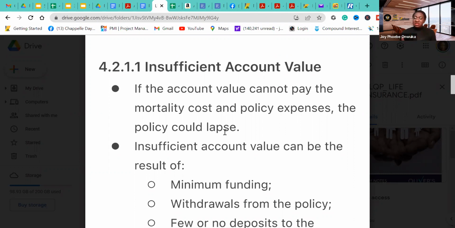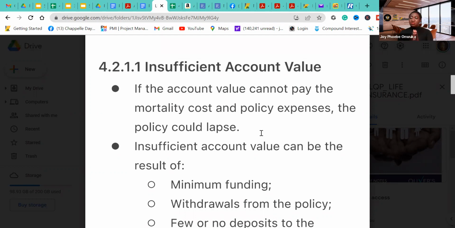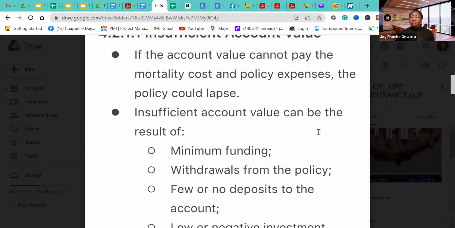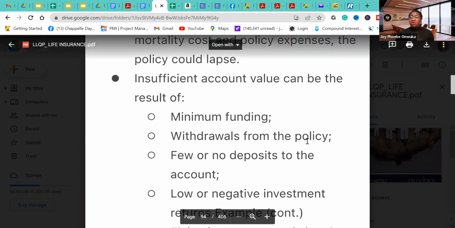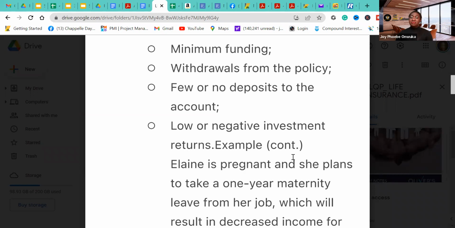And based on those data and those statistics, the insurance company requires a certain minimum amount to cover those mortality costs, right? And that is what that is all about. And then when there's insufficient fund, because sufficient fund is enough fund to cover mortality costs and then expenses. However, if there's no sufficient fund to cover the mortality costs and expenses, because the mortality costs, expenses and taxes are what constitute the minimum deposit to keep the policy going, if that is not present, then the policy will lapse. All right? Insufficient account value can result from minimum funding, withdrawal from the policy, few or no deposits to the account, or low or negative investment return, for example.